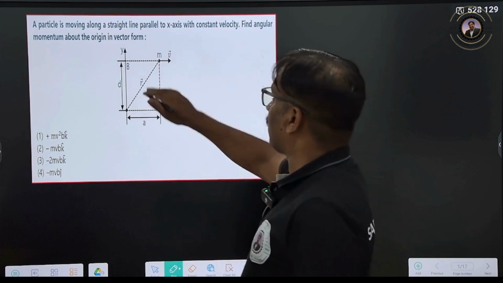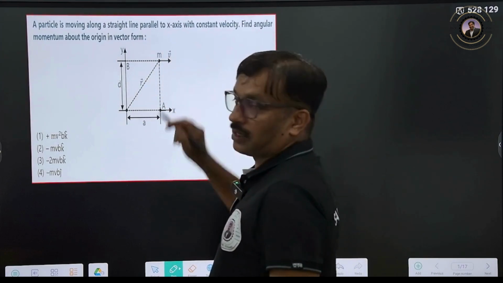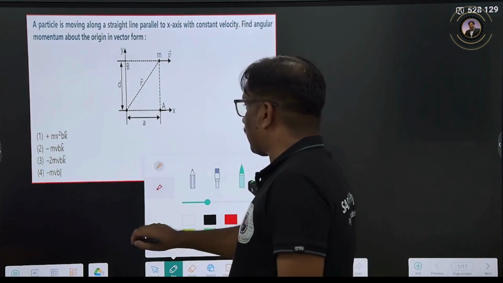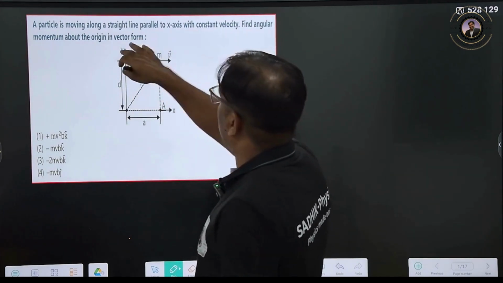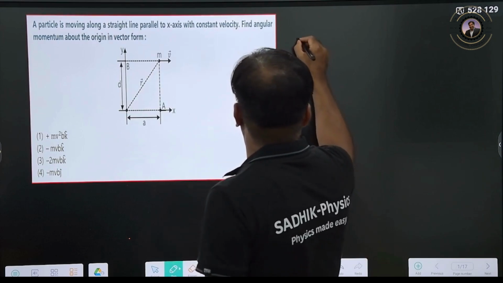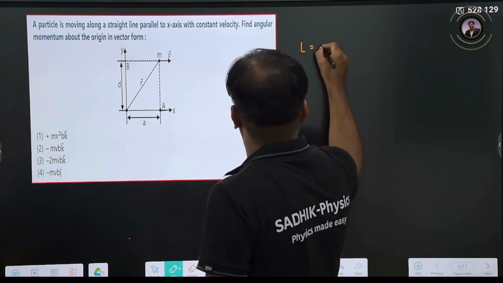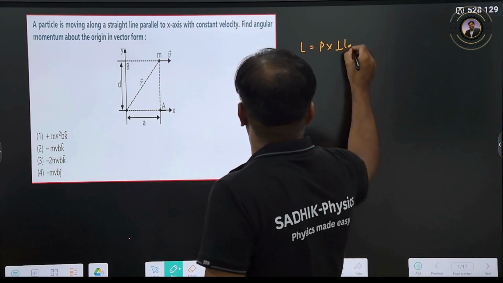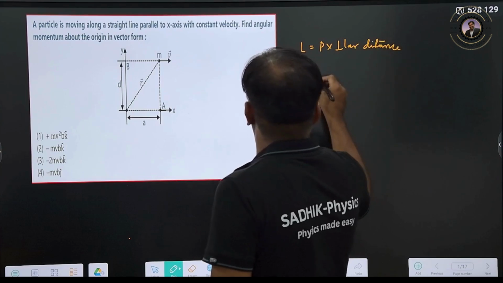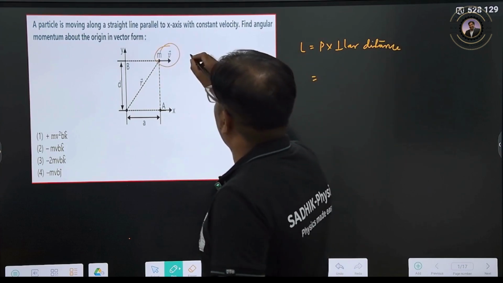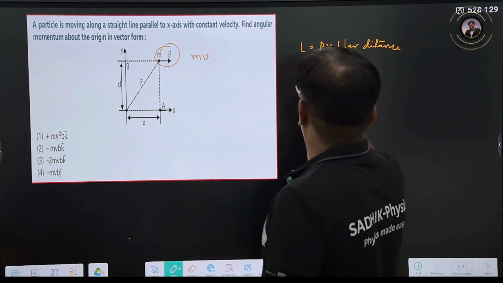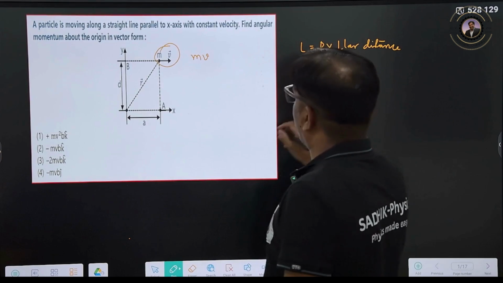There is one particle moving parallel to the x-axis, and we want to calculate its angular momentum about the origin. What we studied is that angular momentum equals momentum into perpendicular distance. Clear? So what is the momentum here? Momentum is nothing but mv. So here the angular momentum is mv into perpendicular distance.